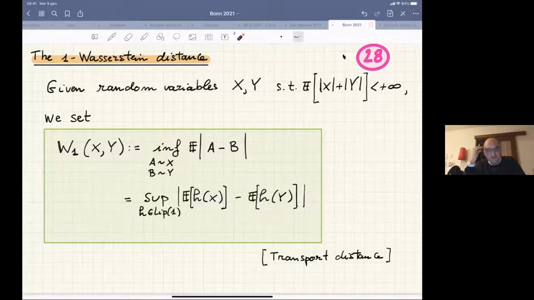And let me tell you that, of course, this one Wasserstein distance is stronger than the topology of convergence in distribution, in the sense that if you can prove that the sequence of random variables Xn is such that the one Wasserstein distance between Xn and some other random variable X converges to 0, then automatically the distribution of Xn converges to the distribution of X. Okay, so convergence in the Wasserstein distance implies convergence in distribution, but the opposite is not true. So it's a stronger statement. Okay, so I will focus on that.